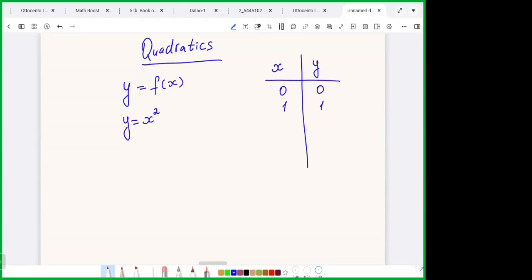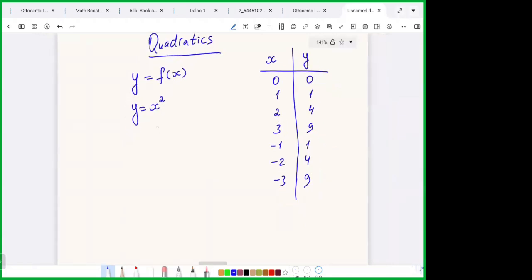When 1, it will be 1. When 2, it will be 2 squared, which is 4. When 3, it is 9. And when 4, 16, etc. When minus 1, it will be 1. Negative 2 gives you 4. Negative 3 gives you 9. So now it is a function, where for every value of x corresponds one value of y.